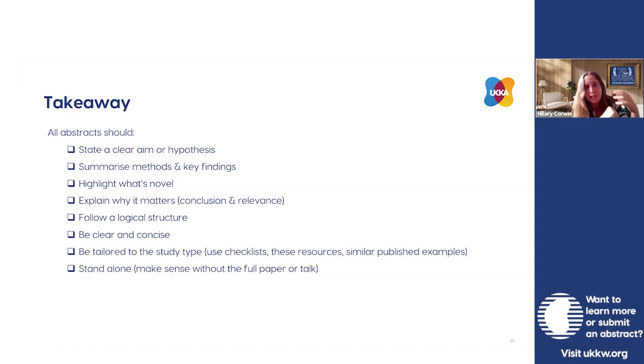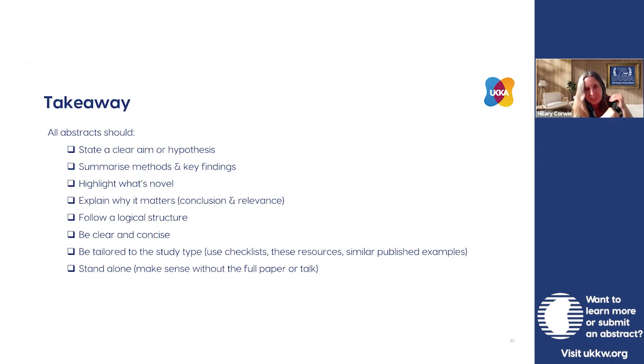Explain why it matters. In your conclusion, make sure you talk about broader relevance, but don't overclaim relevance outside of what you've done. It's a big red flag for reviewers. Follow a logical structure. Don't get creative on this. You've got checklists. That's what people are expecting, and it helps them read through.